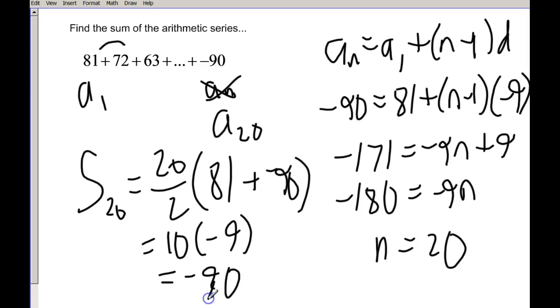The sum of all those terms together adds up to negative 90. And that's your lesson.